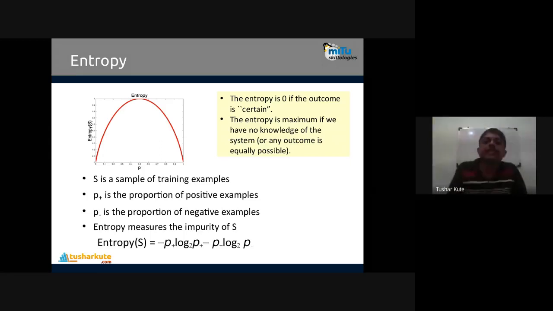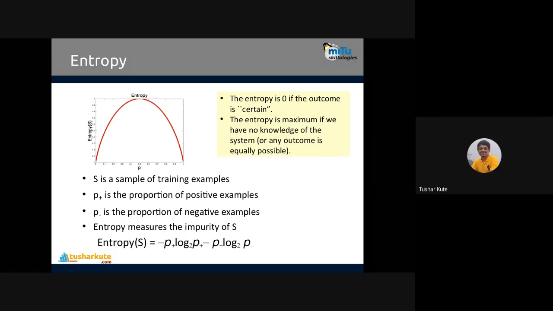So S is a sample of training examples. P plus, as we saw, is the positive proportion, P minus is the negative proportion, and entropy measures the impurity of S, that is, entropy of S is equal to the same formula which I mentioned: minus P plus log P plus, minus P minus log P minus. With the help of it, the entropy is calculated.